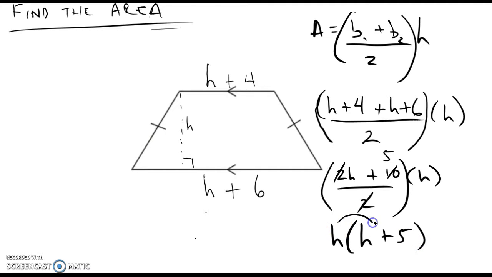However, if you were to distribute this, you wind up with h squared plus 5h. Any version I would say is acceptable, but this is the most simplified version. If you wind up with this as your solution, you want to go ahead and factor out the h and leave it in this form. And you'll be finding out why we do that soon. Okay, next.